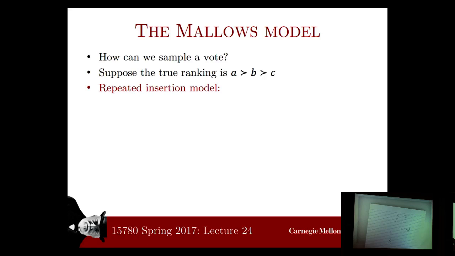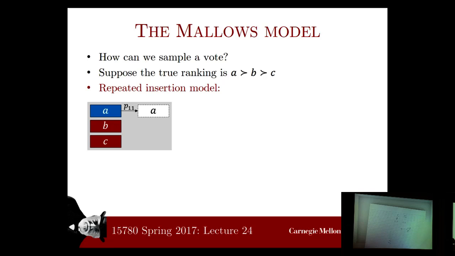Let's suppose that the true ranking is A is ranked above B and B is ranked above C. So what we do is we start with the true ranking, and we're going to insert the alternatives of the true ranking one by one according to their positions in the true ranking. So we start with alternative A, and we insert it in the first position of the ranking that we create with probability P11, which equals 1. Right now, we're just taking the first alternative and putting it in the first position. We don't have a lot of choice right now, but still to be consistent, we put it in the first position with probability P11, which equals 1.